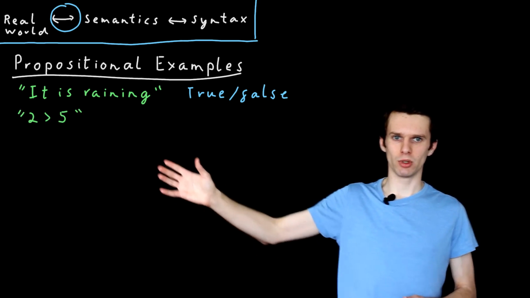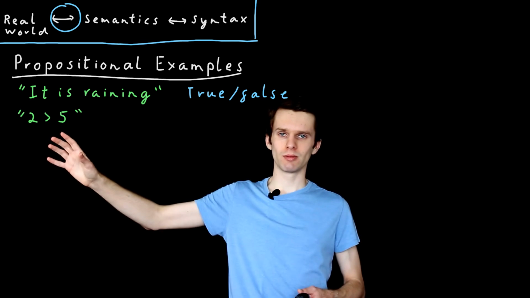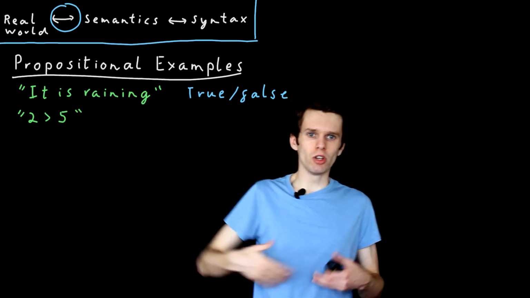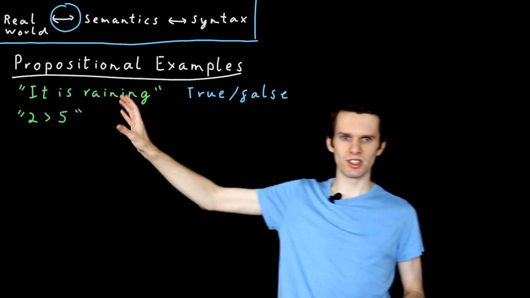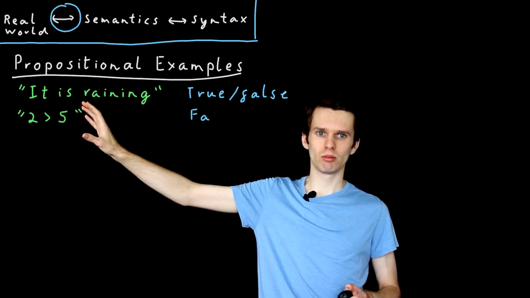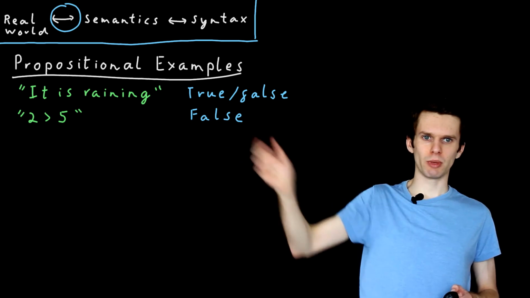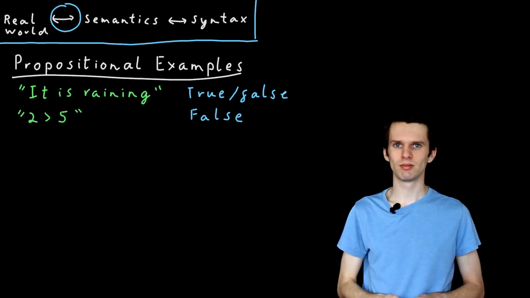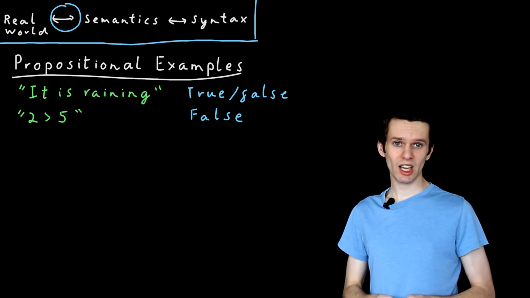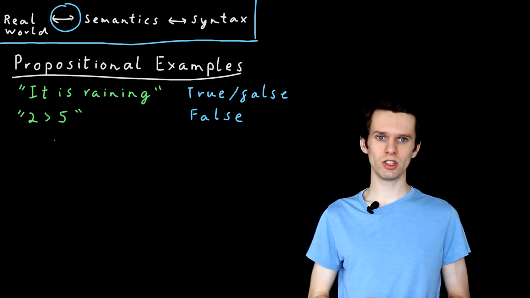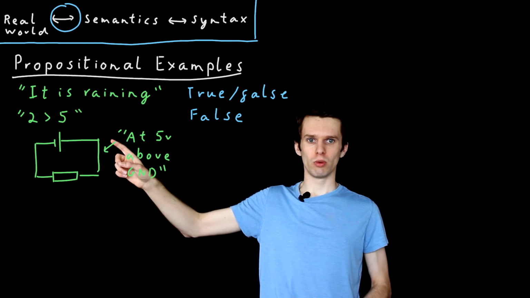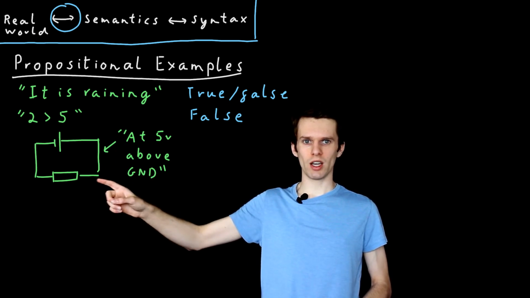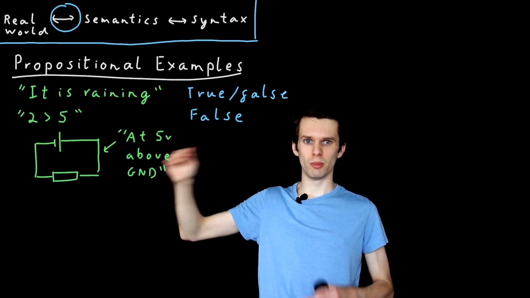Here's another example. 2 is bigger than 5. Now, under pretty much any reasonable understanding of what this sentence means in natural language, this sentence is probably going to map to false. We don't just have to apply this to natural language sentences, we can apply it to, for example, circuitry. So we're asking the question, is this wire at 5 volts above ground?